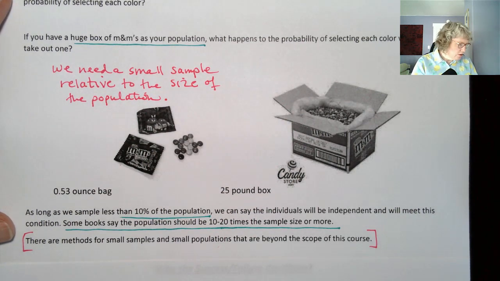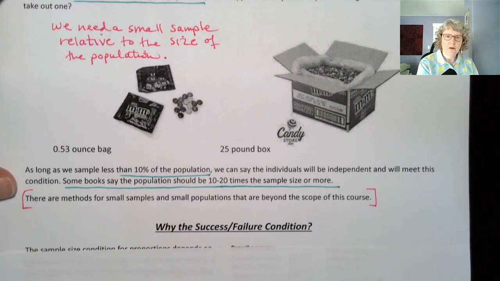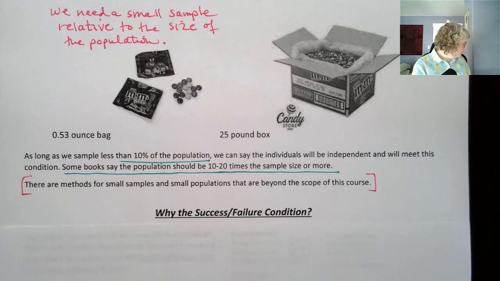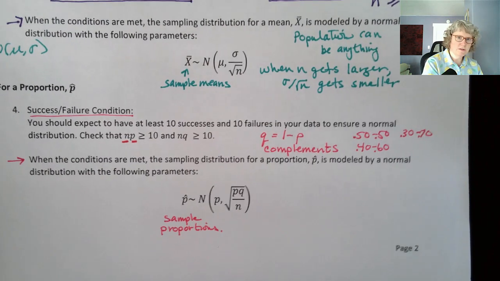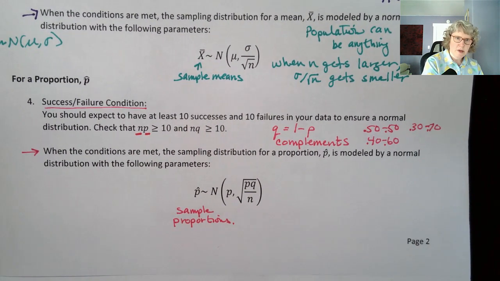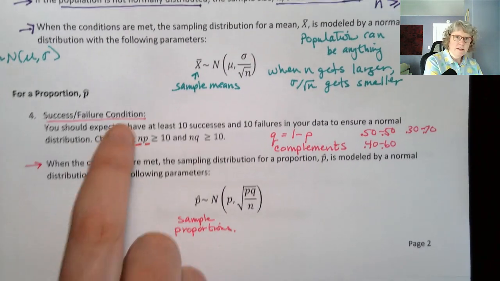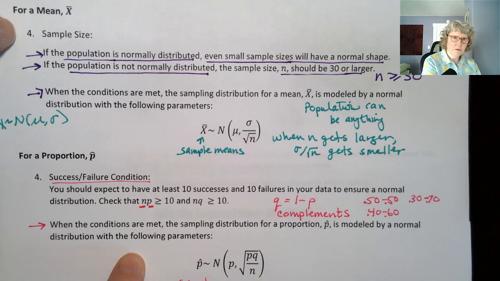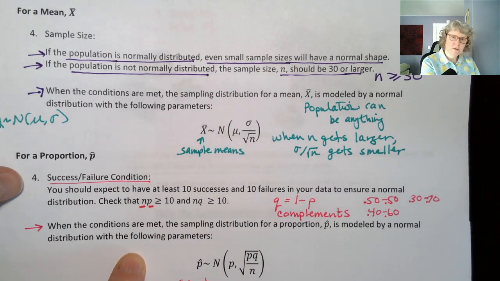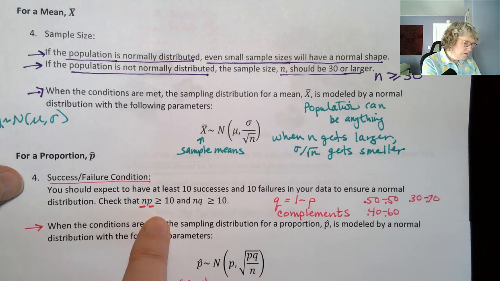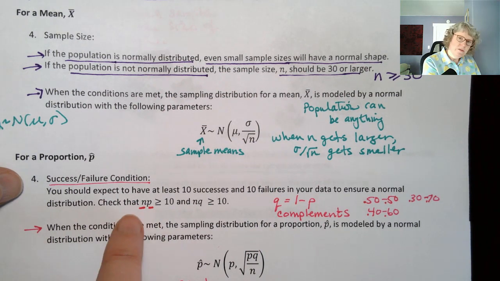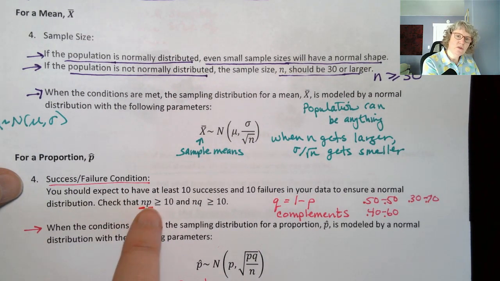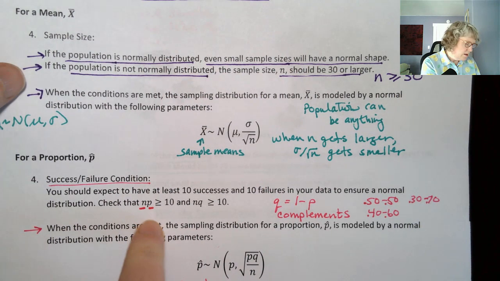Okay, so that's the large population condition. Now I want to talk about the success-failure condition, and I'll remind you that that is only for proportions. So here's our last notes page. The success-failure is analogous to the sample size. For a mean, we do sample size, and for proportion, we do success-failure. That's because for means, we have a mean and a standard deviation. For success-failure, we have an n and a p, and it depends on both of these, okay? Not just n.